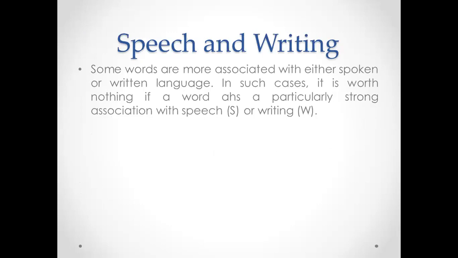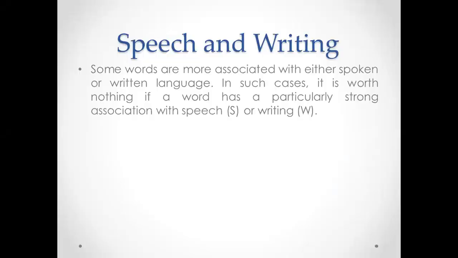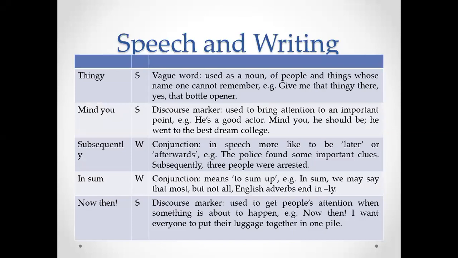This we will also learn from register. Then in the use of register, we learn that in speech and writing, some words are more associated with either spoken or written language. So in such cases, it is very important to know if a word has a particular strong association with speech or writing. It is very important to know whether the word has a stronger association with speech or with writing. For example, you can see here speech and writing.